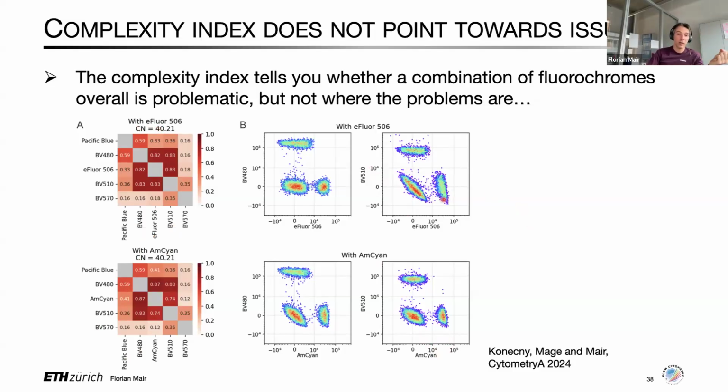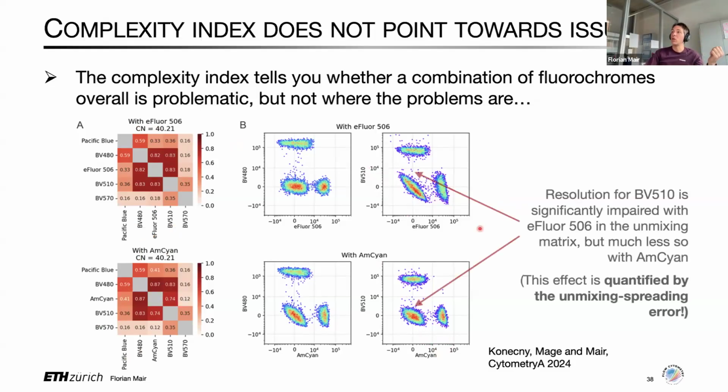In turn, if you calculate the unmixing spreading error, or the adjusted stain index as I did before, you would be able to capture that effect and realize that with that combination of fluorochromes, you get better resolution on the BV510 by swapping from eFluor 506 to M-Cyan. These plots are all published in OMIP 102 by now.